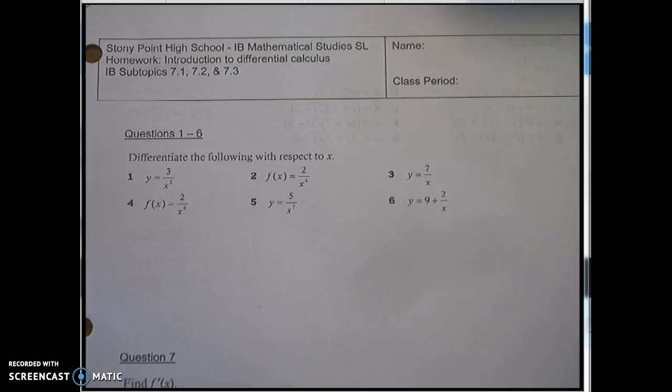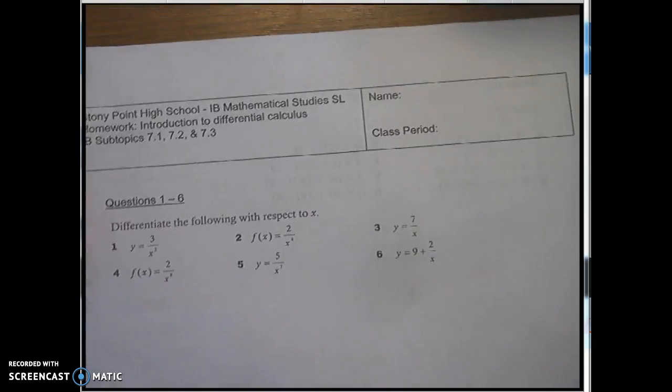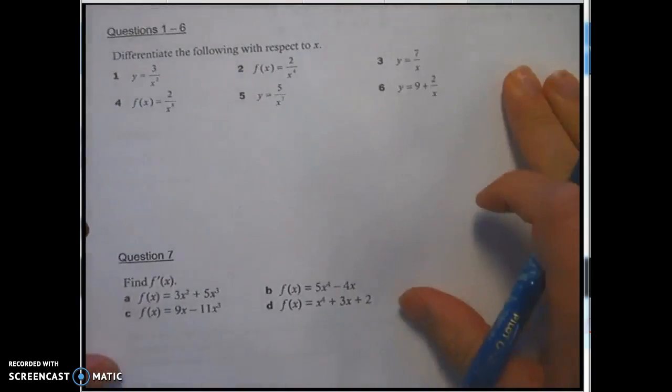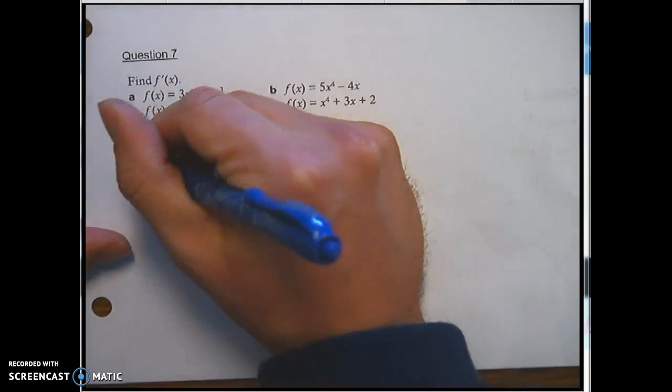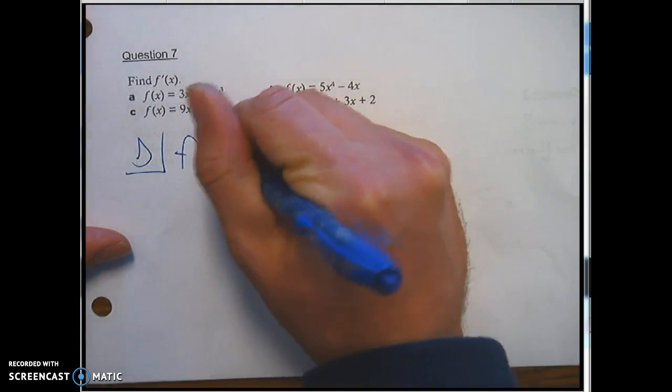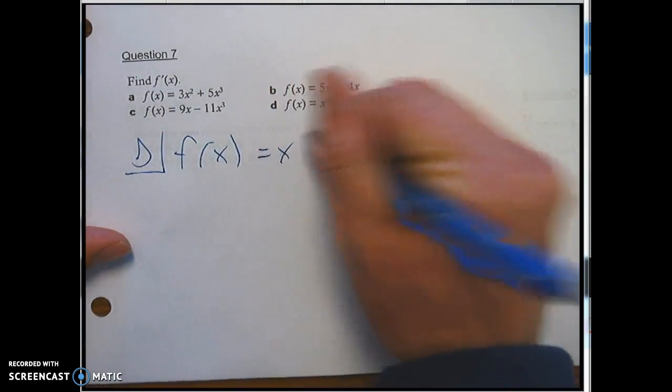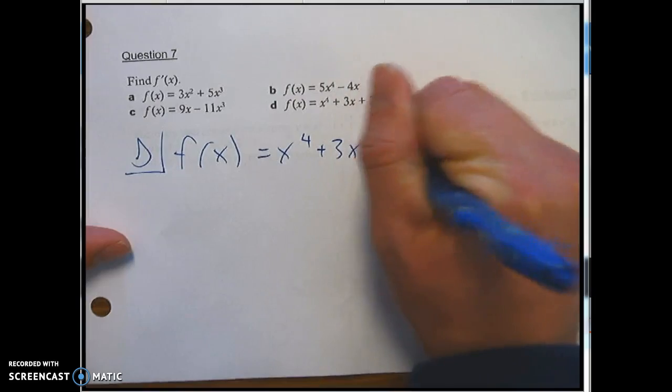This is Mr. Alexander, and I want to talk to you about taking the first derivative, which is also known as differentiation. It's differential calculus. So the rule is pretty simple. If I take example D here, I've got f of x equals x to the fourth plus 3x plus 2.